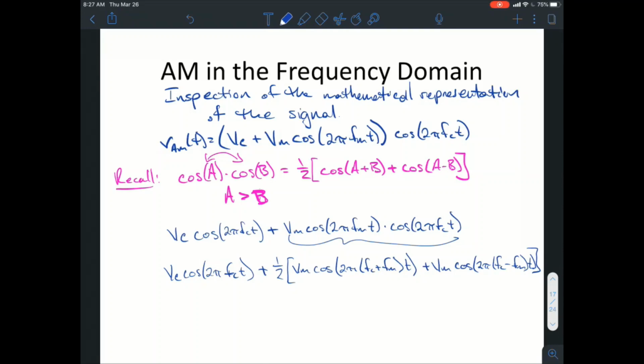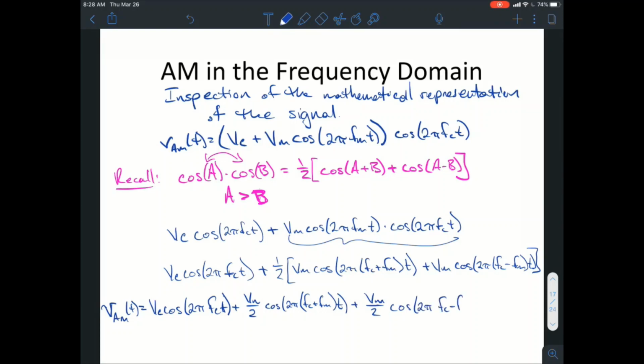So with this, we can expand it out, and we'll end up with this really long expression, V sub AM of t equals V sub c cosine 2 pi f sub c times t plus V sub m over 2 times cosine 2 pi (f sub c plus f sub m) times t plus V sub m over 2 times cosine of 2 pi (f sub c minus f sub m) times time. Now, we should slow down here and look at some things.